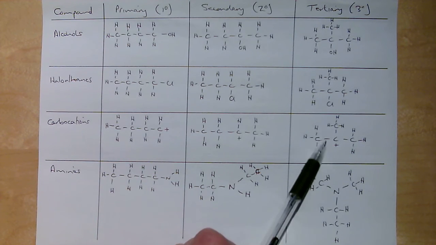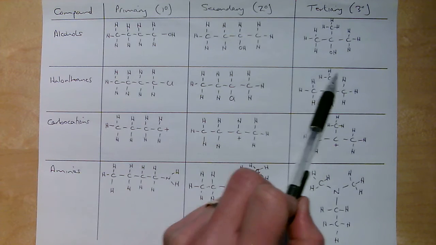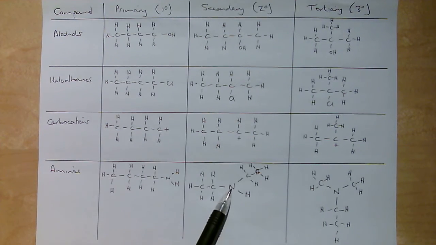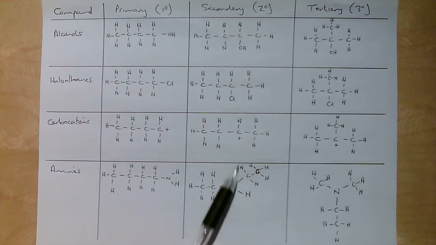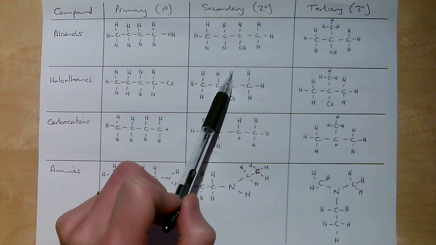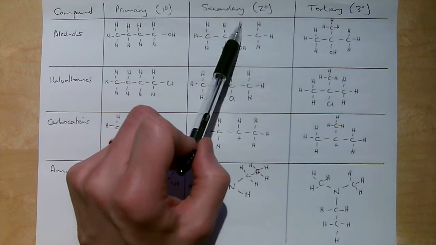In each of the four groups, the tertiary species is attached to no H's. For secondary compounds, that species is attached to H, in each of the four groups.